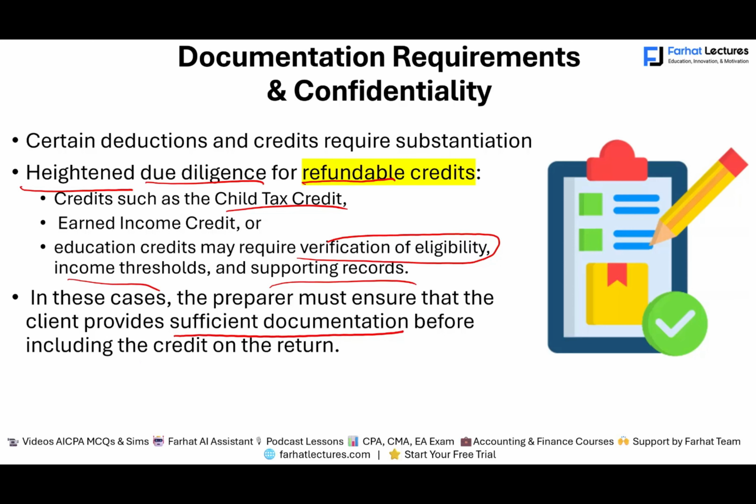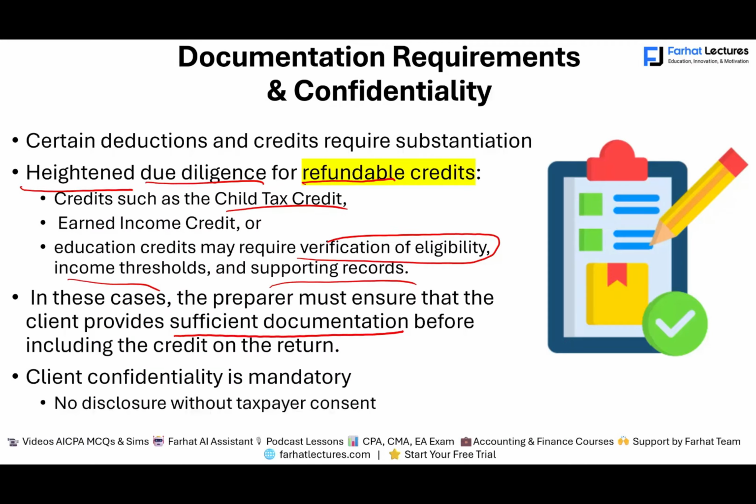Now, keep in mind, the client will give you information. That information will have to be confidential. So client confidentiality is mandatory, and we'll talk about the client confidentiality relationship later on in depth. But the point is, you cannot just disclose this information without at least the taxpayer's explicit consent, or certain rules we'll see later on. So no disclosure, at a minimum, without the taxpayer's consent.